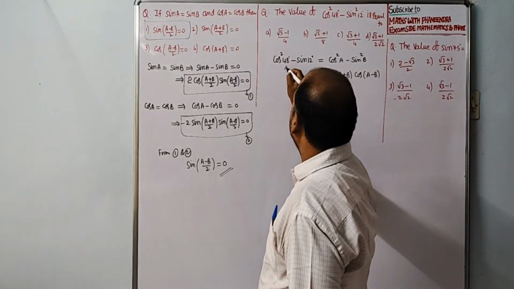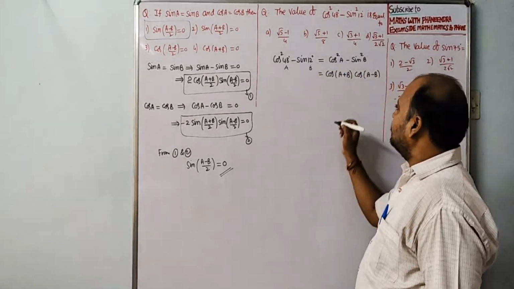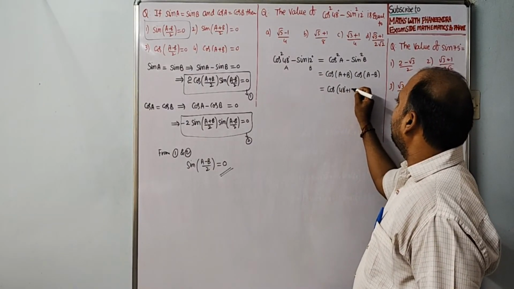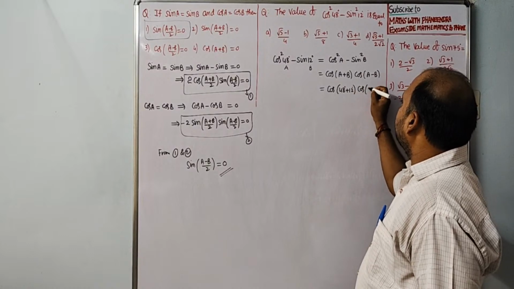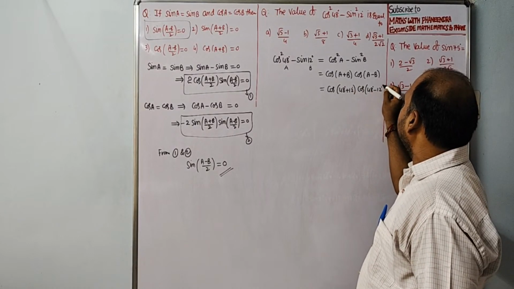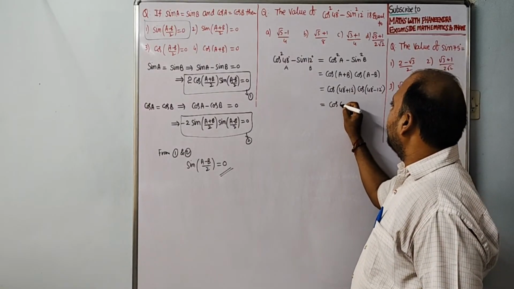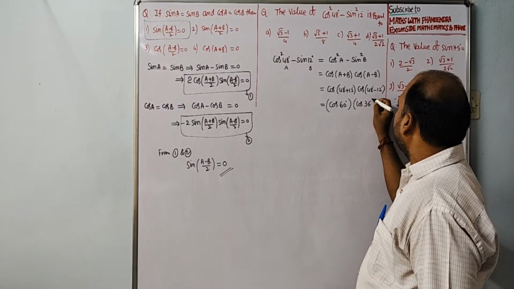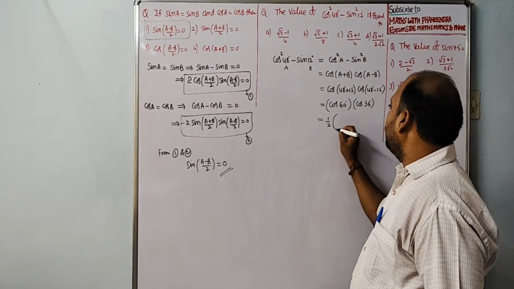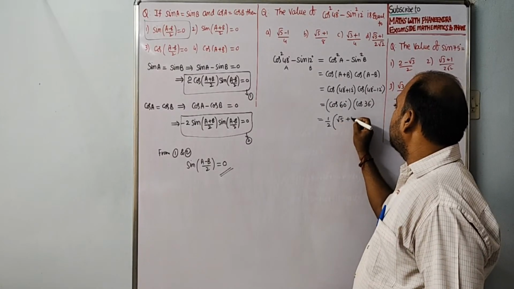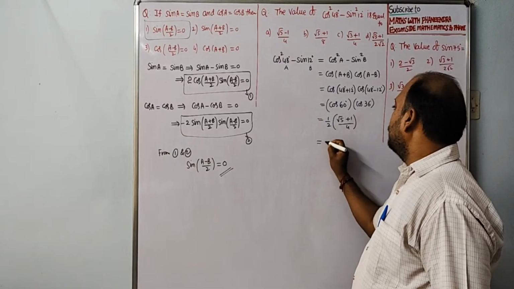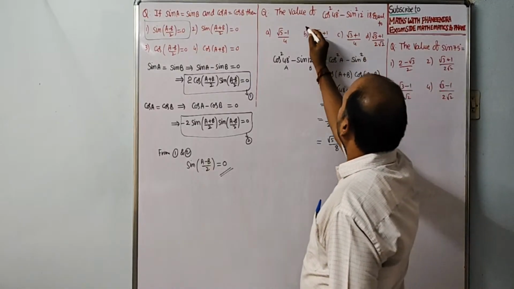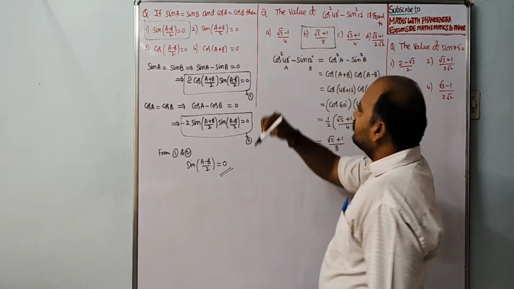So where A is equal to 48 and B is equal to 12 degrees, which is equal to cos of 48 degrees plus 12 degrees, cos of 48 degrees minus 12 degrees, which is equal to cos 60 degrees into cos 36 degrees. Cos 60 is 1 by 2 and cos 36 is root 5 plus 1 by 4, which is equal to root 5 plus 1 divided by 8. It is there in the second option, dear students.